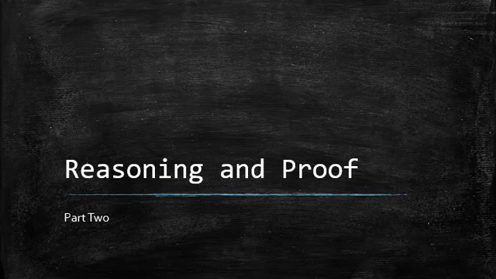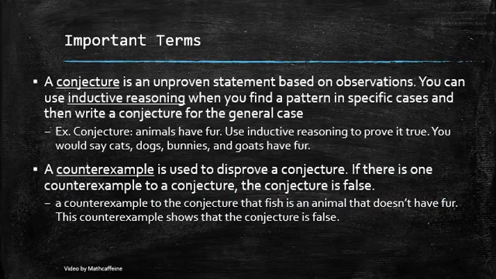Let's get started on part 2 of reasoning and proof in geometry. Important terms. A conjecture is an unproven statement based on observations. You can use inductive reasoning when you find a pattern in specific cases and then write a conjecture for the general case. For example, if you make a conjecture such as all animals have fur, you can use inductive reasoning to prove it's true by saying cats, dogs, bunnies, and goats have fur.